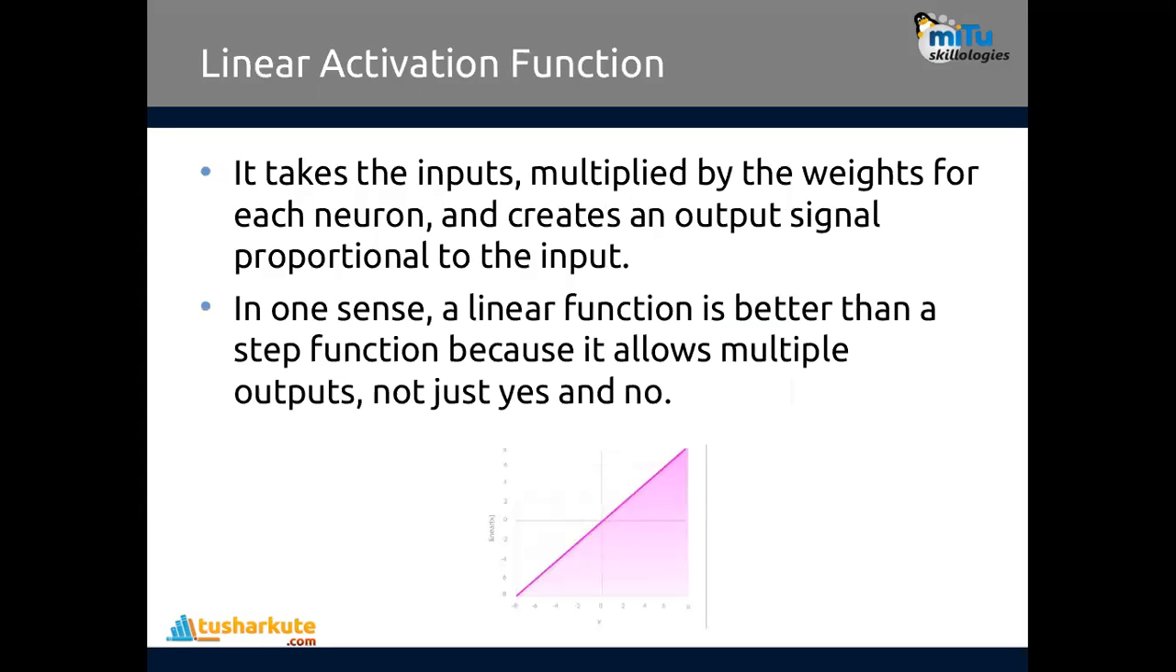Now, the other functions, like linear activation functions. In the case of a linear function, they take the input multiplied with the weights for each neuron and create an output signal proportional to the input. Proportional. You know linear regression contains proportionality, linearity. So in one sense, a linear function is better than a step function because it allows multiple outputs, not just yes and no. Yes and no is present in the binary step function, but here, beyond yes and no, binary and multi-class classifications are possible with the help of linear activation functions.